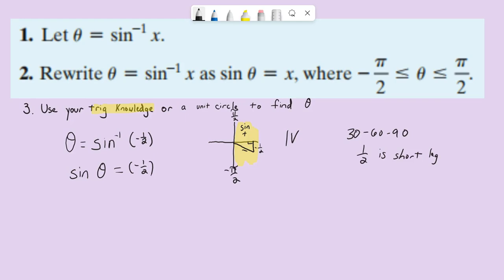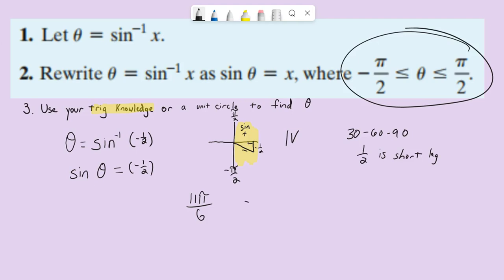Well, you might be saying, well, that's going to be, let's see, that's 11 pi over 6. That might be your first instinct, because it is. But then, remember, it's restricted to these. So that 11 pi over 6 is not within that range. So then you have to say, oh, that's a negative, and it's a negative pi over 6. See how it can be tricky like that? So our answer there is negative pi over 6.